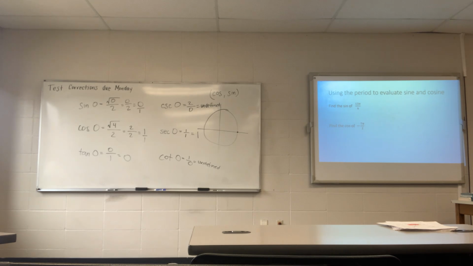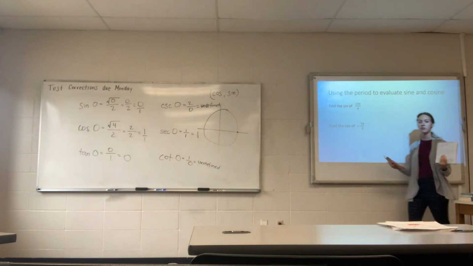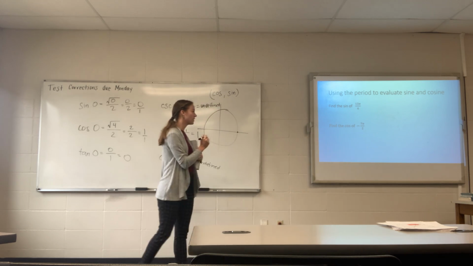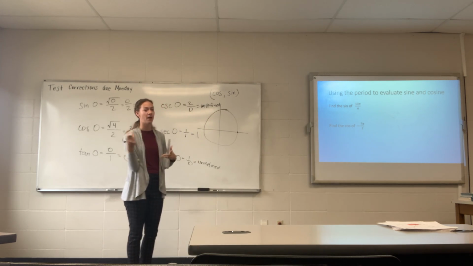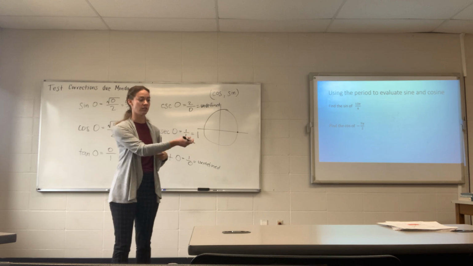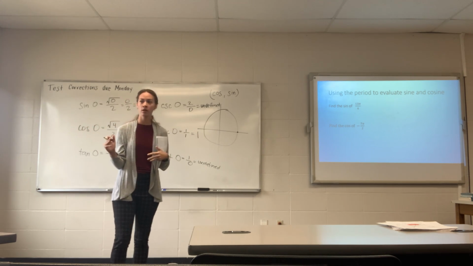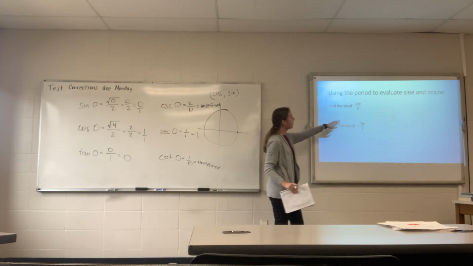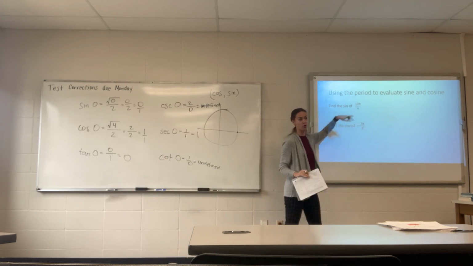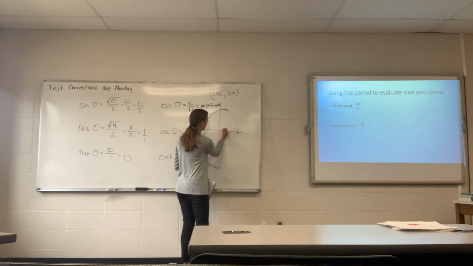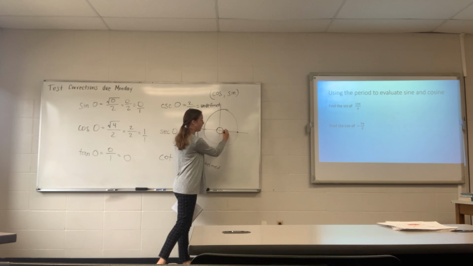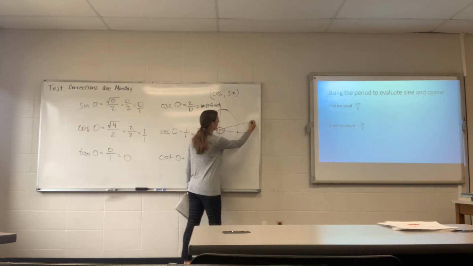Okay, so then it says using the period to evaluate sine and cosine. So period is just a fancy name for going around our circle more than once. So if I'm trying to find my sine of 13 pi over 6, well, 13 pi over 6 is nowhere on our circle, but I've gone around once. Because remember, the bottom number is always half of the circle. So from here to here, I went 6 pi over 6. Then from here I did 12. Then 13 would be right here.